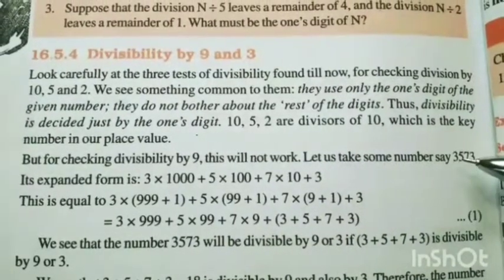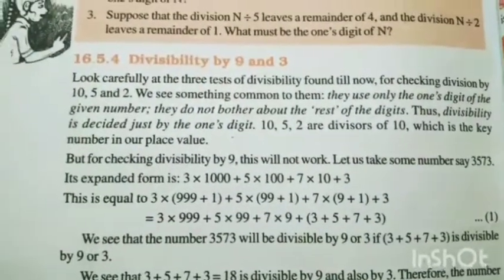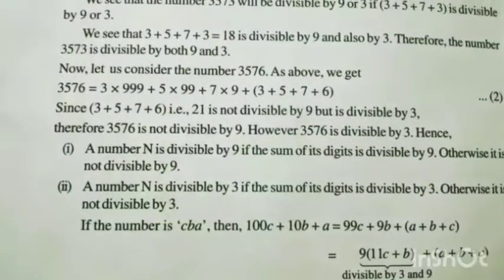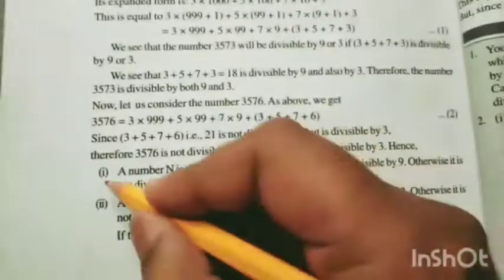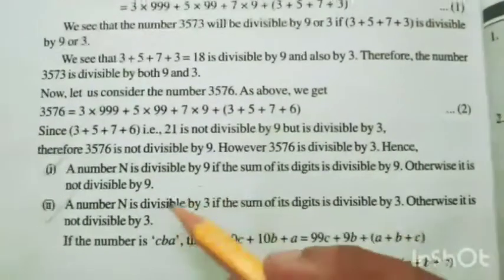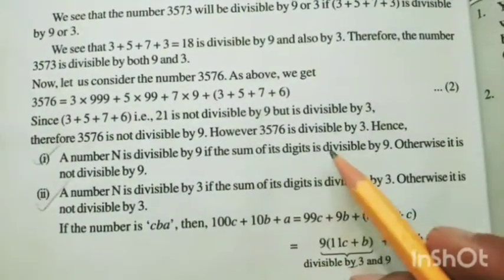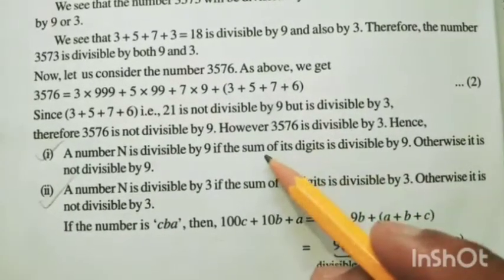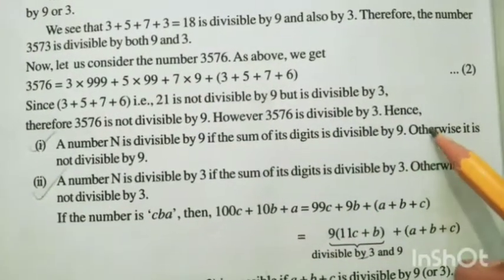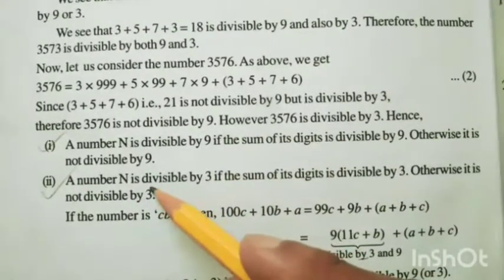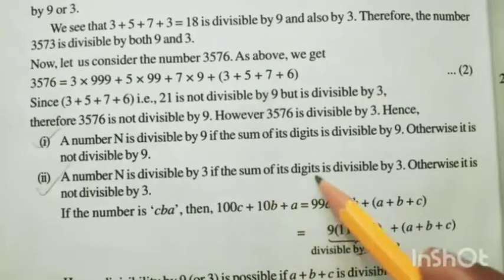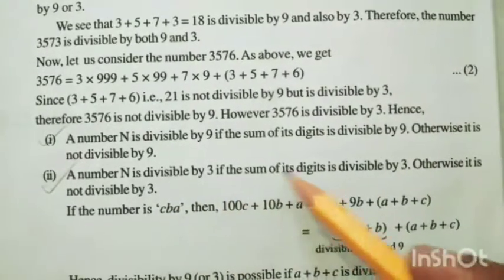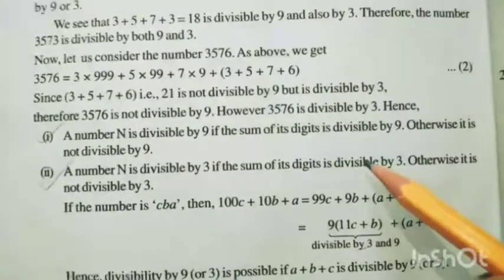Let us take some examples. The divisibility of 9 and 3 is similar. Here it is written, see, 2 important points. A number n is divisible by 9 if the sum of its digits is divisible by 9. That means you have to add all the digits of that number, then you will see if it is divisible by 9 or not. And same for 3 also, a number is divisible by 3 if the sum of its digits is divisible by 3, otherwise it is not divisible by 3. You have to add all the digits, then check whether it is divisible by 3 or not.